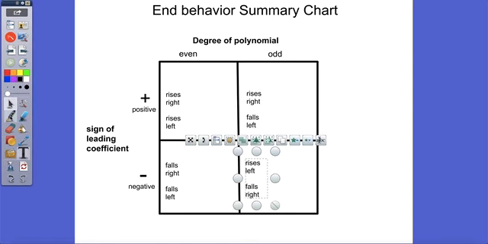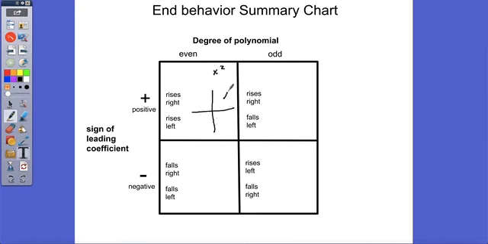And again, the logic to this is as simple as, remember, even and positive looks like x squared. So even and positive, it'll go up to the right and up to the left, just like the graph of x squared would do. If it's even and negative, that's kind of like negative x squared, so that would just be the upside down version of this. Falls to the left, falls to the right.